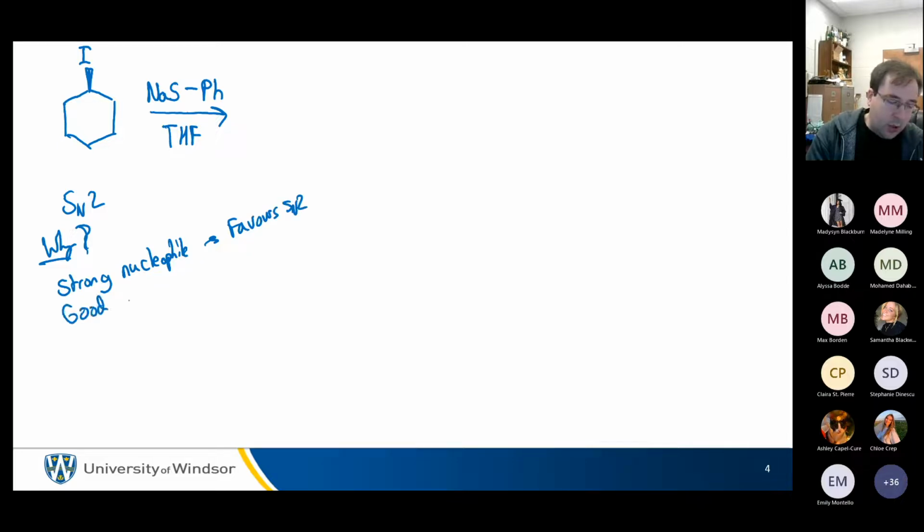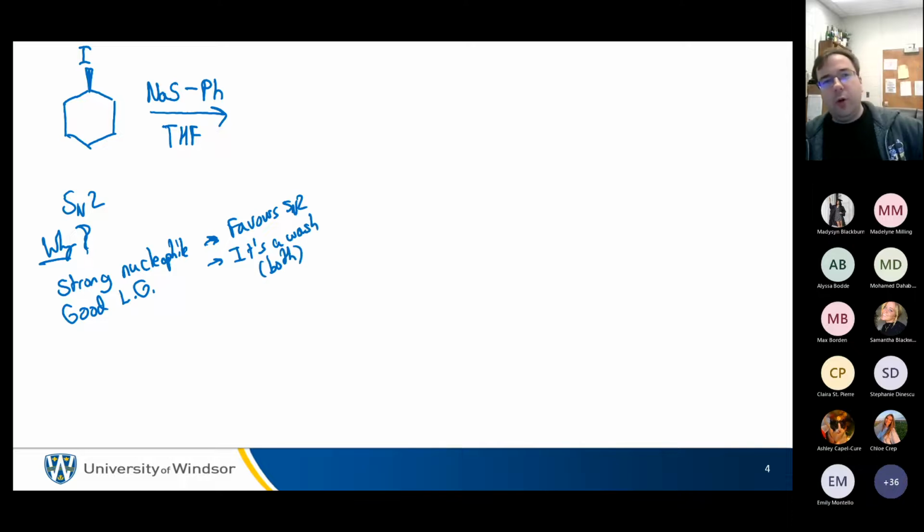Good leaving group. Does a good leaving group favor SN2 or SN1? Does it favor either one particularly? Yeah, it's a wash. So looking at the quality of the leaving group, basically you can say, hey, I think I'm going to get a fast or a slow substitution, but it doesn't really tell you if it's going to be SN1 or SN2. Like an iodide is a better leaving group than a chlorine because I- stabilizes a charge better than a Cl-, but it doesn't tell you if it's SN2 or SN1.